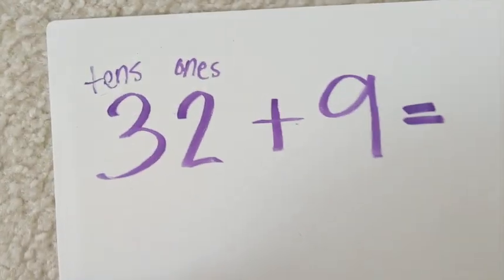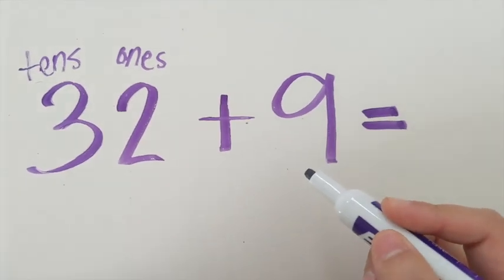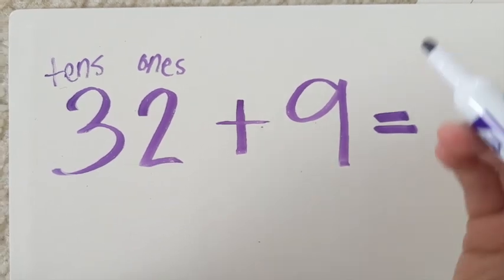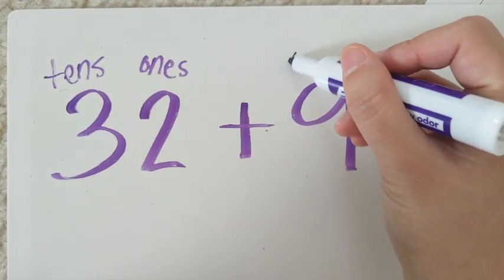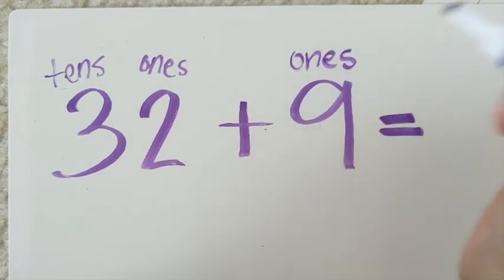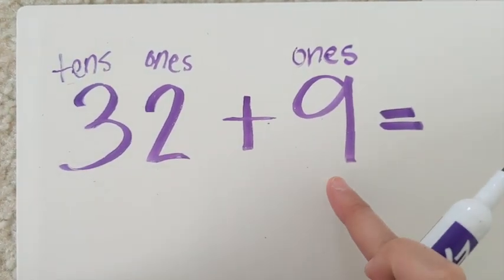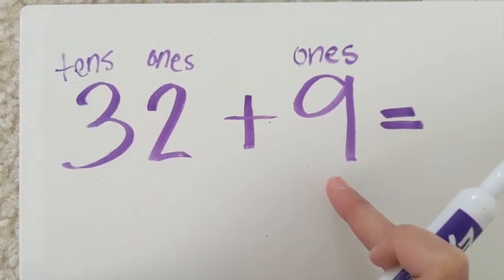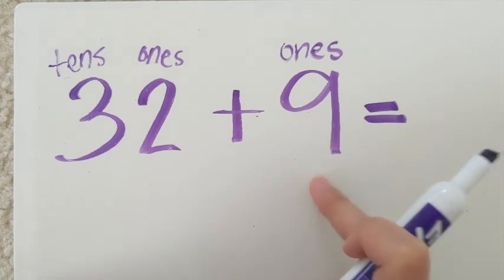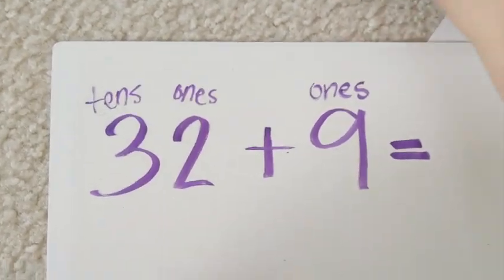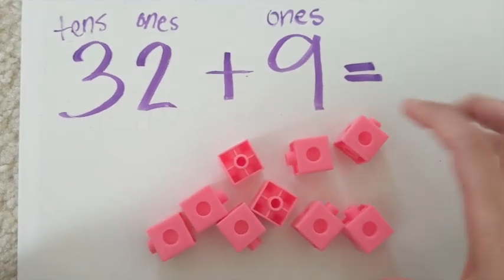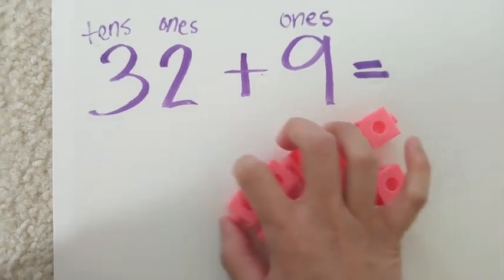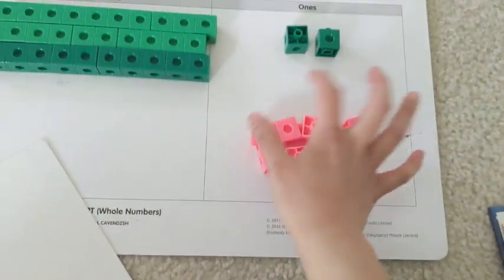Okay, all right. Now this number is not a 2-digit number. It only has 1 digit, which means it is a ones place number. This number does not have a 10 yet. It is almost a 10. It's a 9, but it's not a 10. So this goes in the ones place. So I gathered 9 ones, 9 pink ones, 1, 2, 3, 4, 5, 6, 7, 8, 9. And we're going to go ahead and put that over in the ones place.